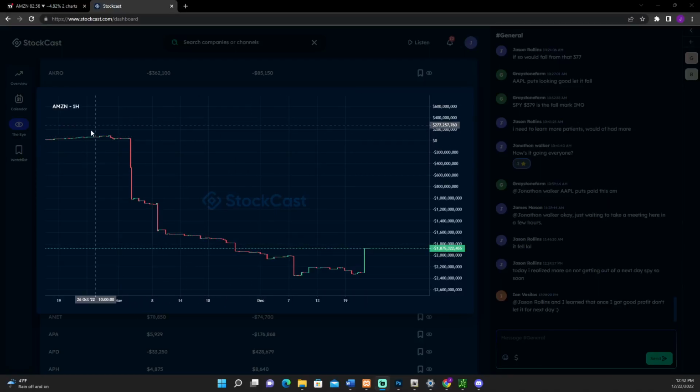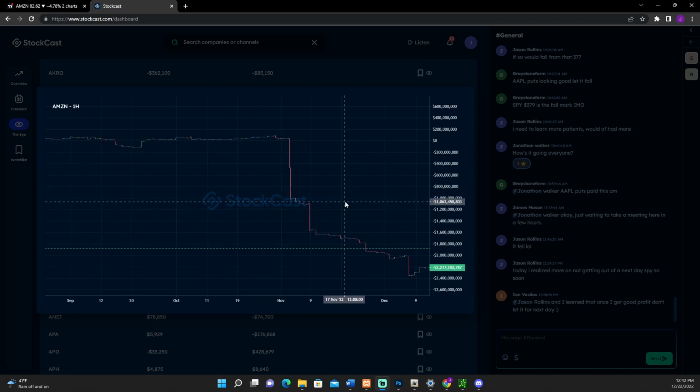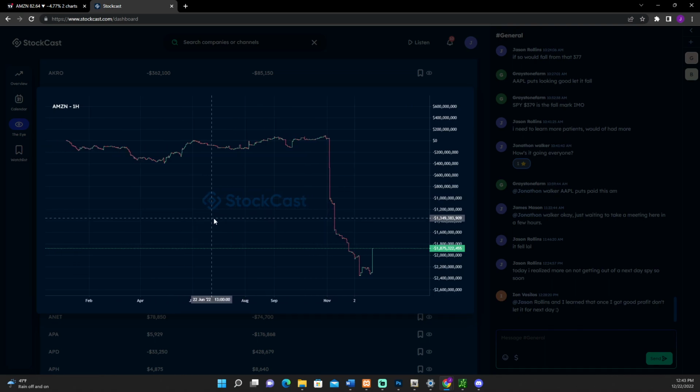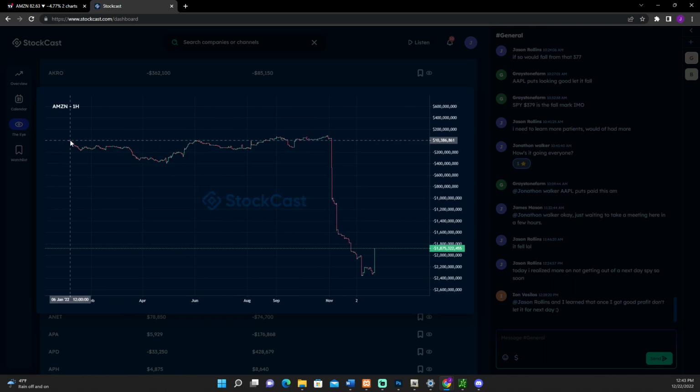This is the StockCast platform, and we are going to look at the data for Amazon. So we can see this data right here for Amazon. And if we zoom out, this is always the first thing that I do: I like to zoom out and see the big picture. So we can see how these whales have traded in their portfolio.